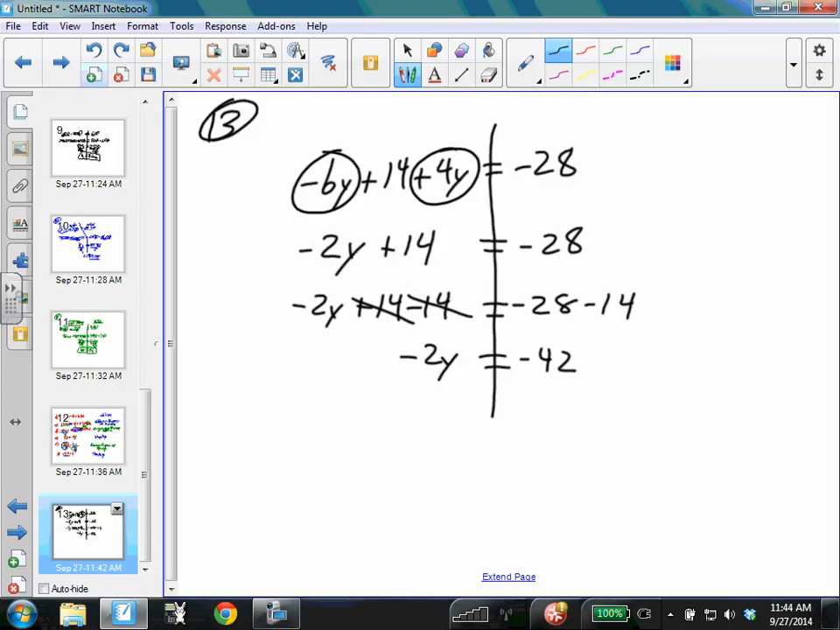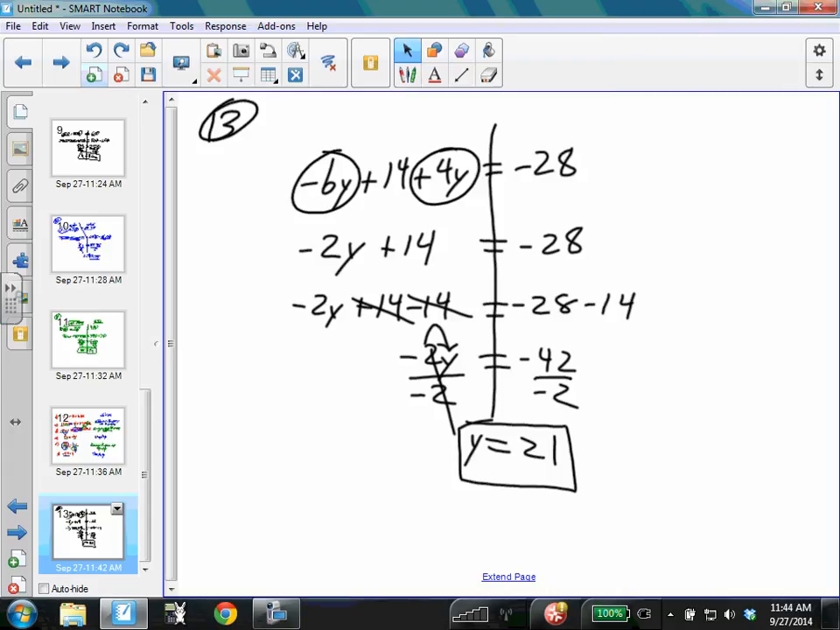And now my next step in getting y by itself would be to divide by negative 2 on both sides. Remember, they were multiplying negative 2 times y, so I'm going to do the opposite and divide by that negative 2. And what that means is on the left, everything cancels, and all I have on the left-hand side now is my y. And on the right-hand side, negative 42 divided by negative 2, well, a negative divided by a negative makes positive, and 4 divided by 2 is 2, and 2 divided by 2 is 1, so negative 42 divided by negative 2 makes 21, and so y's value is 21.